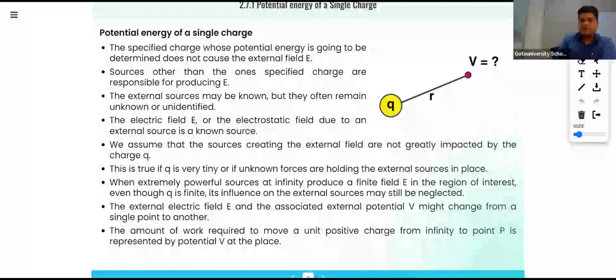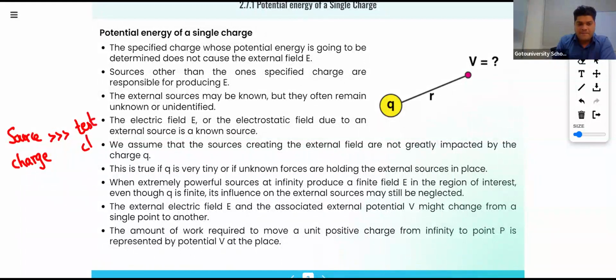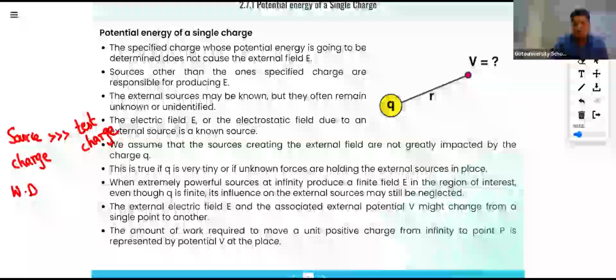The condition will be, yes, your source charge. First thing, your source charge should be very, very much greater than the test charge. Okay, then how do we find potential energy? For finding potential energy, we are using the work done formula. Work done is only the potential energy.